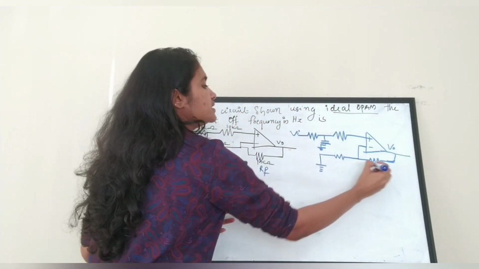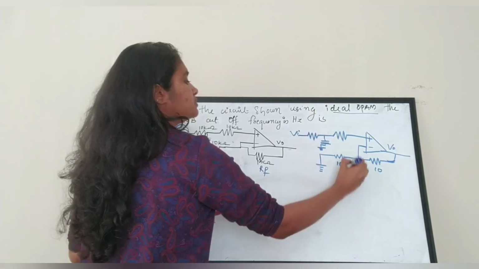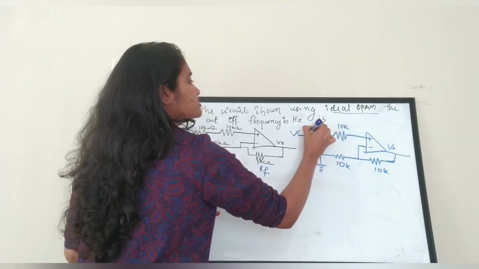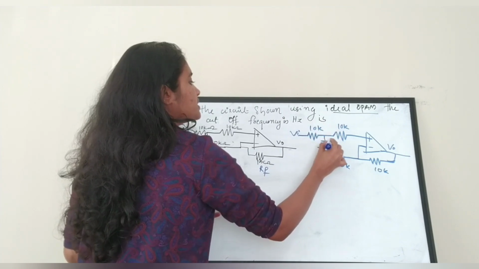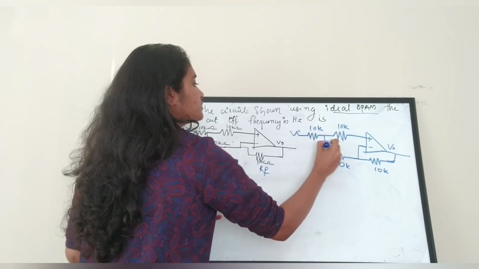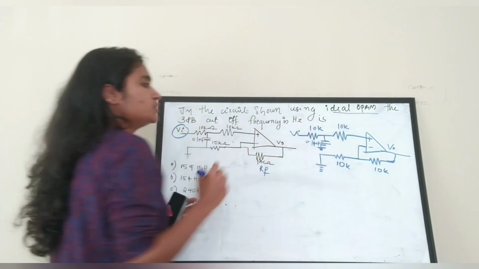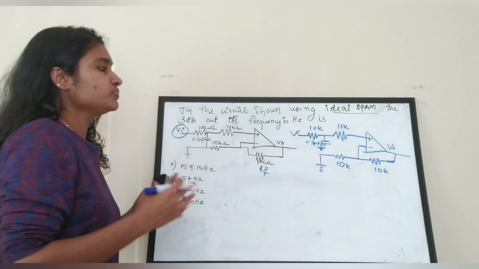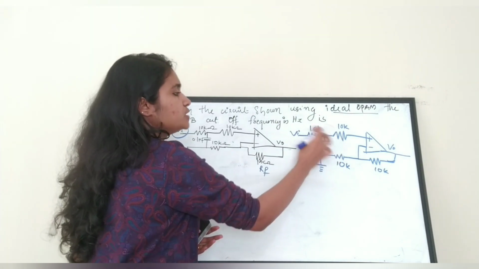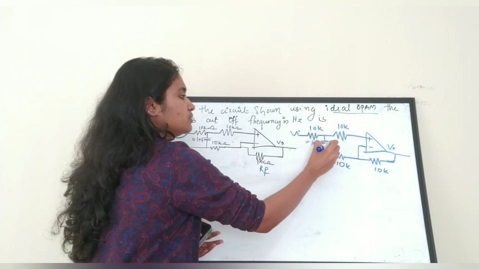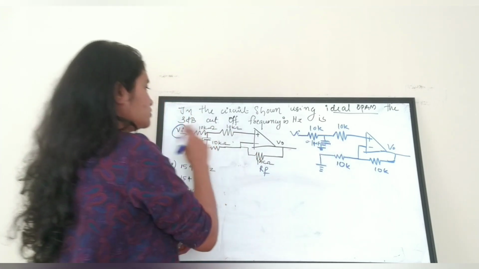This value is 10K, this value is 10K, this is also 10K. The capacitor value is 0.1 microfarad. In order to make it a little clearer, I've just redrawn the circuit with the capacitor having a separate ground. So it is the same as this.